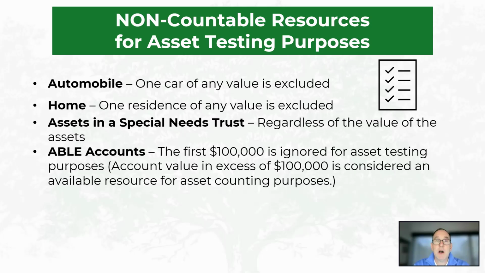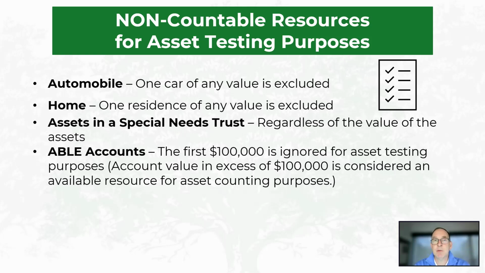Our loved ones can own a car and a house of any value. That's excluded from counting. In addition, assets of any amount in a special needs trust, also known as a supplemental needs trust, can be held for the individual's benefit. That's a trust where they cannot demand a distribution, but all distributions are determined by the trustee's discretion. That's the important differentiation between a special needs trust and other kinds of trusts.